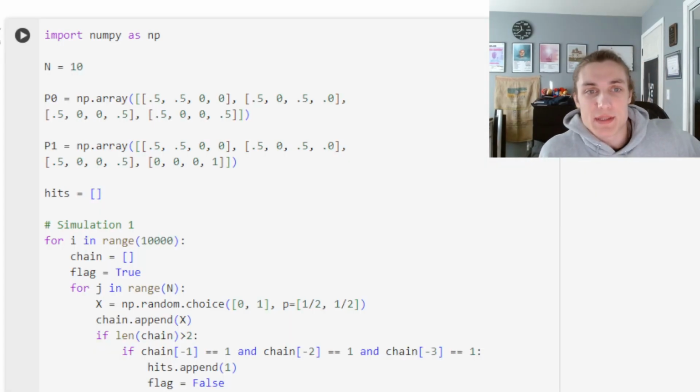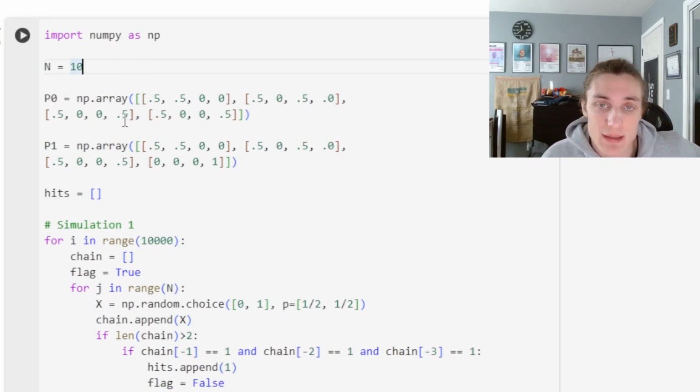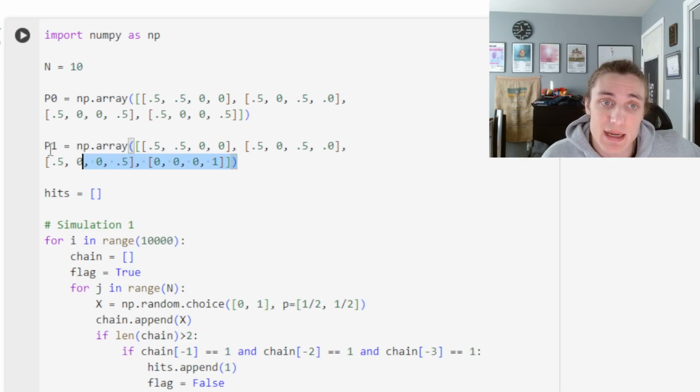All right, let's wrap this up. Time to put my money where my mouth is. I'm going to fix n at 10. It doesn't matter what I choose. This is going to be correct for every single n. That's why we solve it for an arbitrary capital N. I'm going to set up this first probability matrix as our first diagram. I'm going to set up this second probability matrix as our second diagram, that is with the absorbing state.